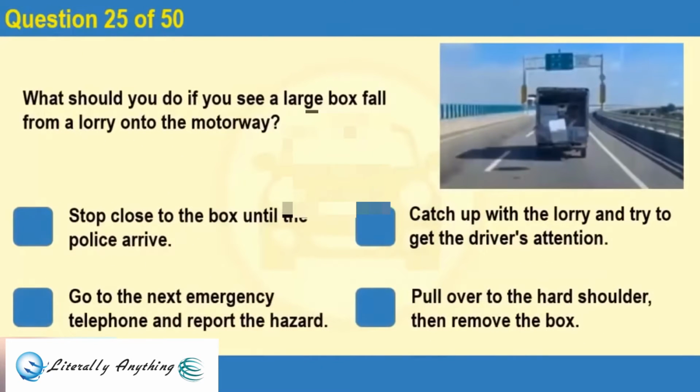What should you do if you see a large box fall from a lorry onto the motorway? 1. Stop close to the box until the police arrive. 2. Catch up with the lorry and try to get the driver's attention. 3. Go to the next emergency telephone and report the hazard. 4. Pull over to the hard shoulder, then remove the box.